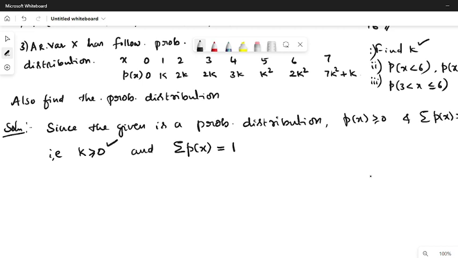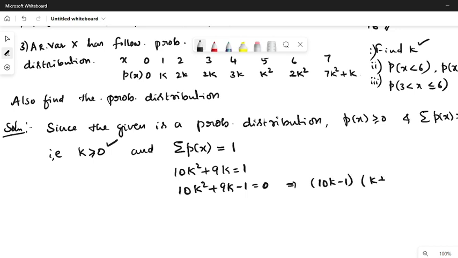If you add all these values of k, you can get 10k square plus 9k equal to 1. Taking this 1 to the left hand side, you get 10k square plus 9k minus 1 equal to 0. Factorizing, it will be 10k minus 1 times k plus 1 equal to 0. So that implies k equal to 1 by 10 or k equal to minus 1. So this is not possible because we must have k greater than or equal to 0.